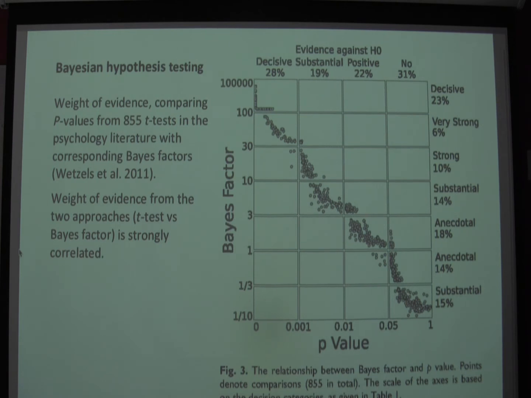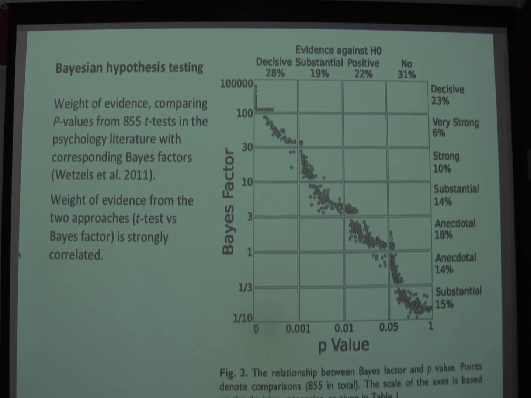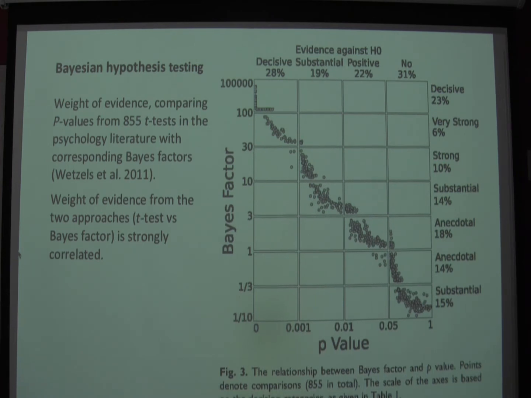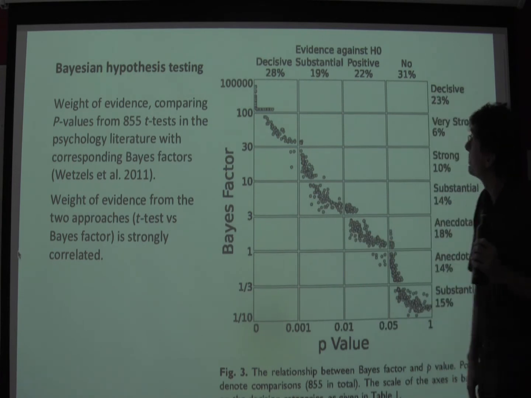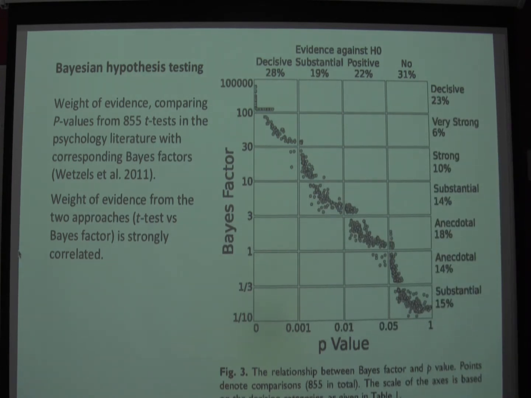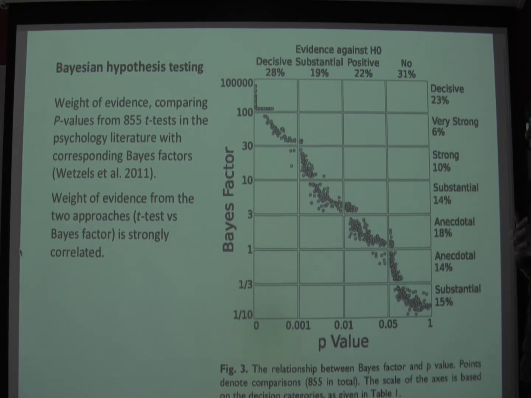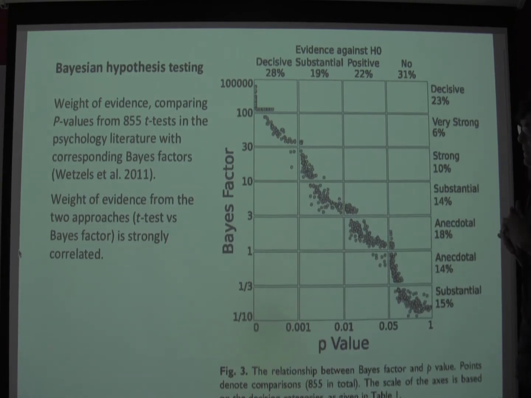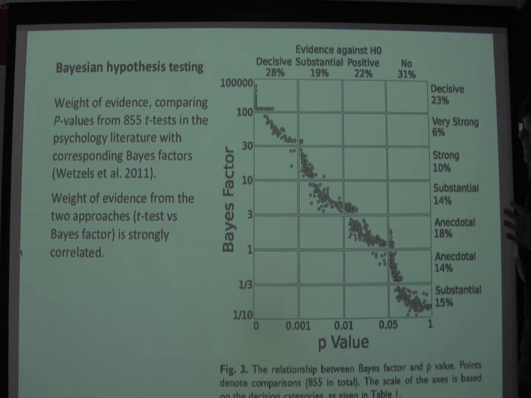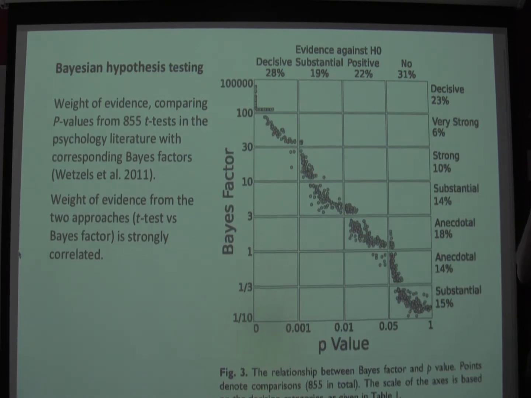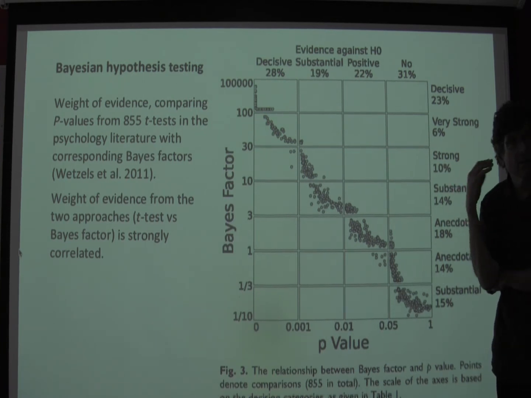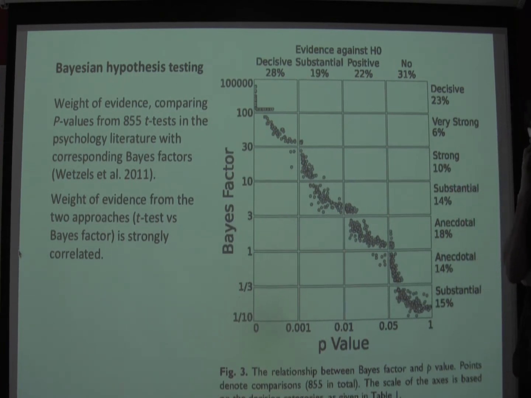So does this work? And what kind of evidence does it give us that's different from what we already do, null hypothesis significance testing? This was a paper, I don't have the author's name on here, Wetzels et al. They went through the psychology literature and they obtained data, numbers on 855 t-tests that had been calculated, sifting through the literature, and then reanalyzing all those data using the Bayes factor.